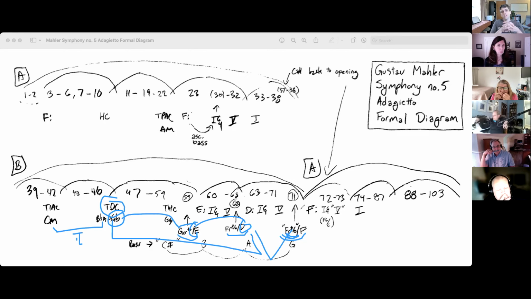And, to those of you who have taken the time to analyze it, I'm not making any sort of claims that this is the definitive analysis of this movement, but I will just pause right here and just say, before we move on and we start talking about orchestrational details, does anyone have any questions about this? Does this make sense?